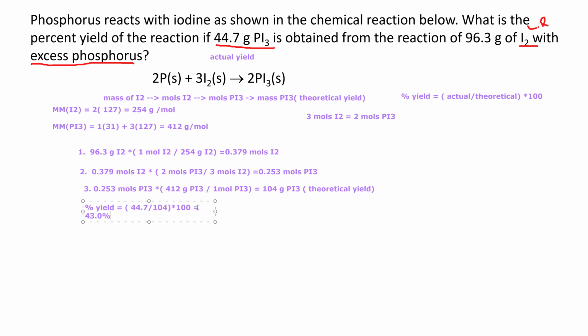43.0%. So that would be the percent yield of this reaction. So again, since we were just given information about one reactant, we already knew which reactant was the limiting reactant. So then we were able to convert that to the moles of reactant to moles of our product, then find the theoretical yield, and from there calculate the percent yield.